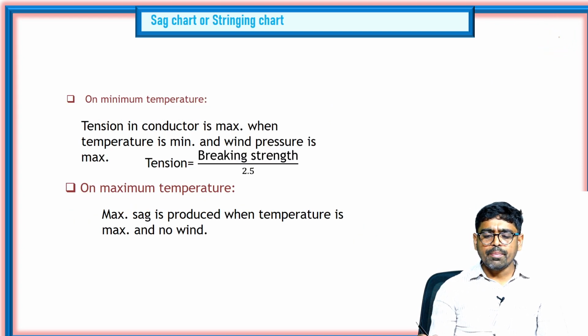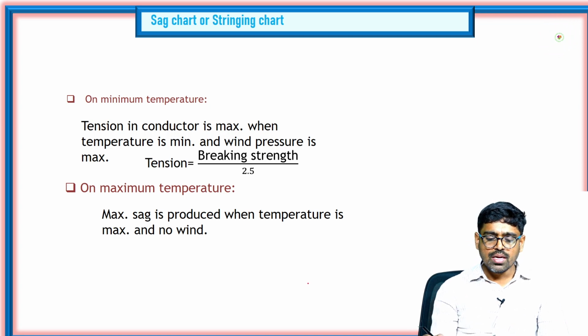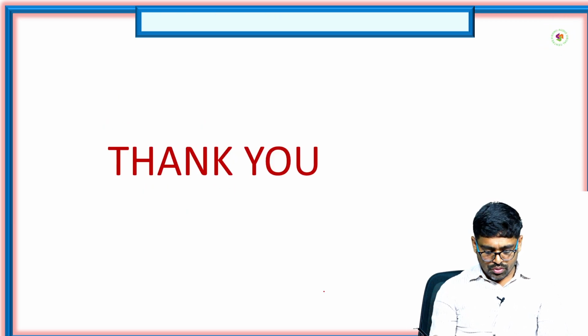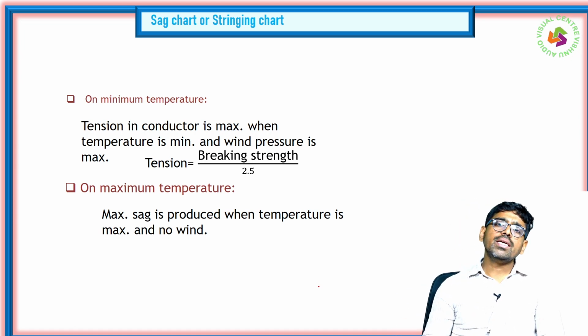So that is the use of this string chart. On minimum temperature variations, how can this string chart be affected? The tension on the conductor is maximum when the minimum temperature is there. When the temperature is minimum and wind pressure is maximum, the tension is the breaking strength divided by the factor of safety, which is 2.5. And maximum sag is produced when the temperature is maximum and there is no wind pressure. So that is about sag and what is meant by string chart.